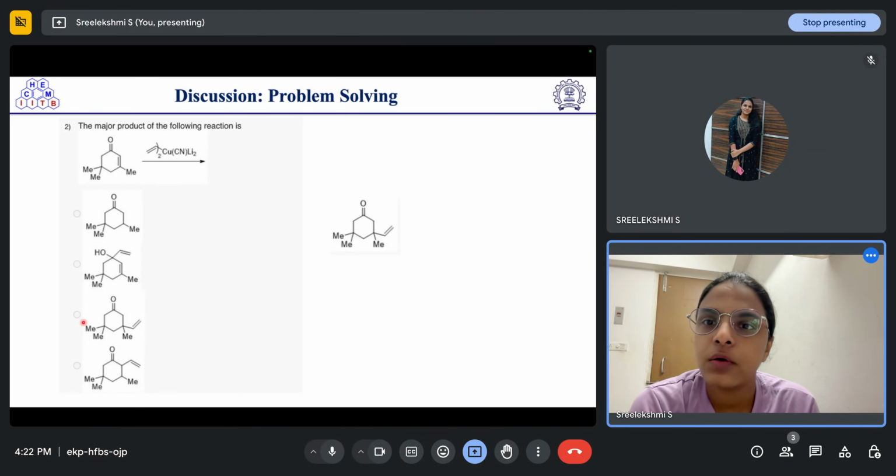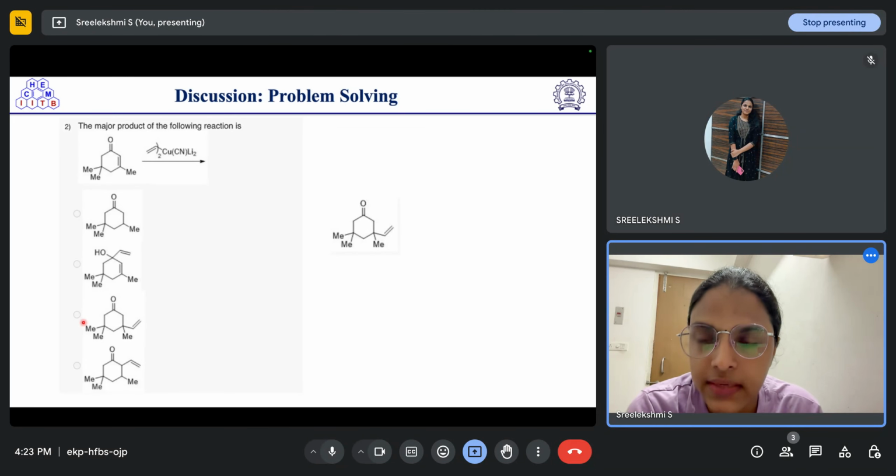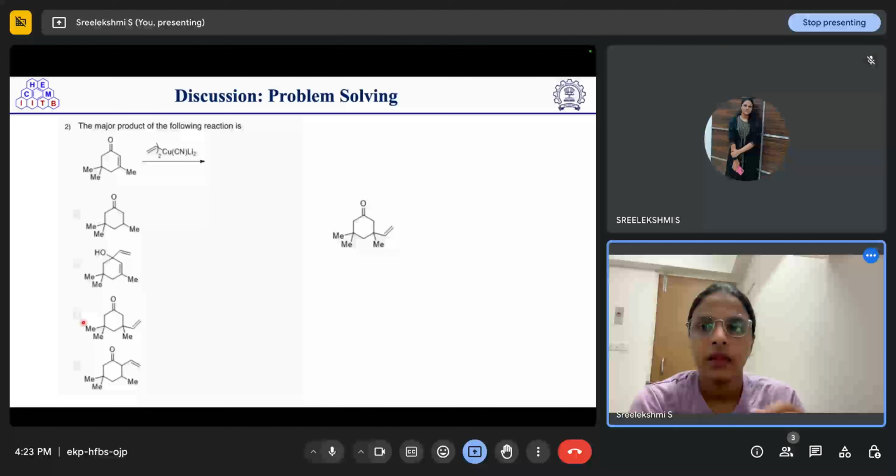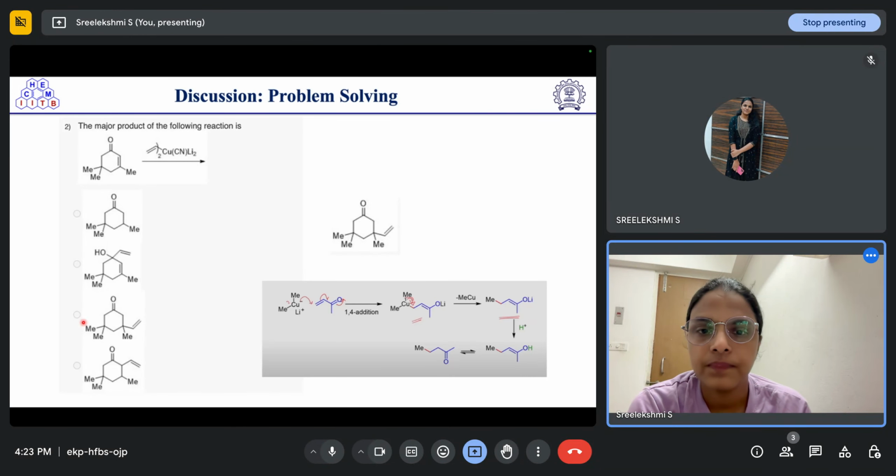I hope it's clear. So whenever we are using an organocopper reagent, that is Gilman reagent, we can say, this is a higher order Gilman reagent which will give more selectivity and more reactivity compared to normal Gilman reagent. So it will be giving 1,4 addition product rather than 1,2 addition product. Moving to the next question.